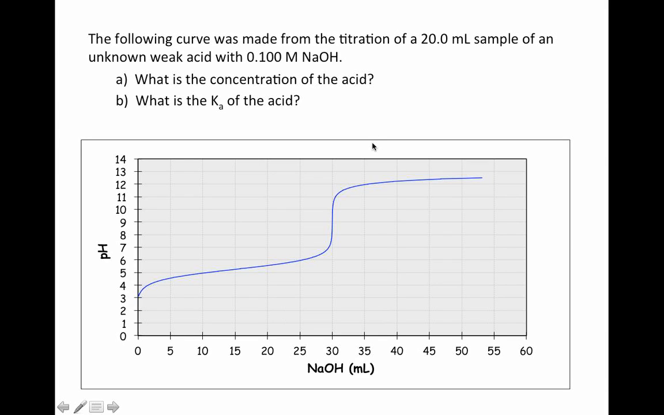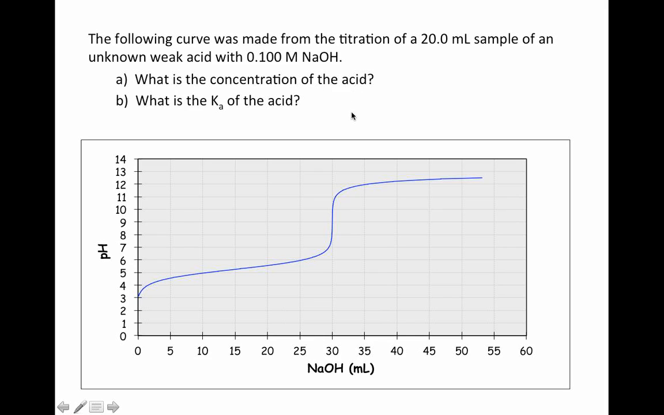In this video, we're going to look at one type of problem that can be asked about titrations. In this case, we're given a titration curve, and we're told that it was made by titrating 20 milliliters of an unknown weak acid using 0.1 molar sodium hydroxide. And then there are a couple of questions that they ask us about the acid that we need to answer using the titration curve. And the first thing I want to know is, what is the concentration of the acid?